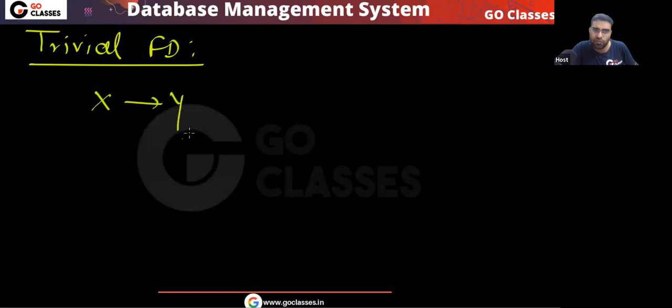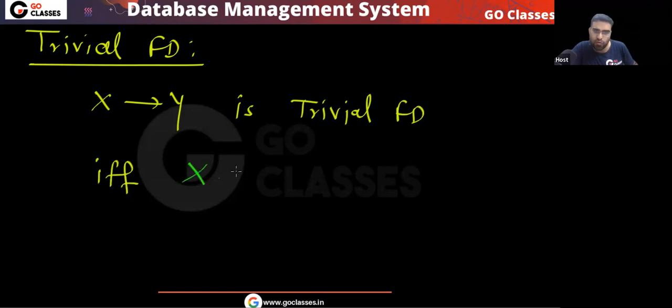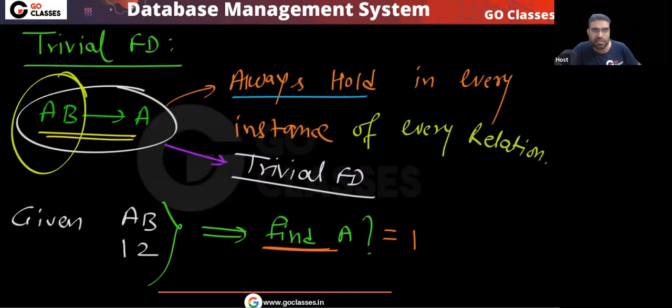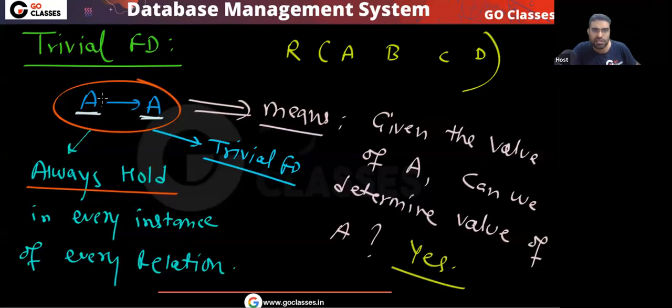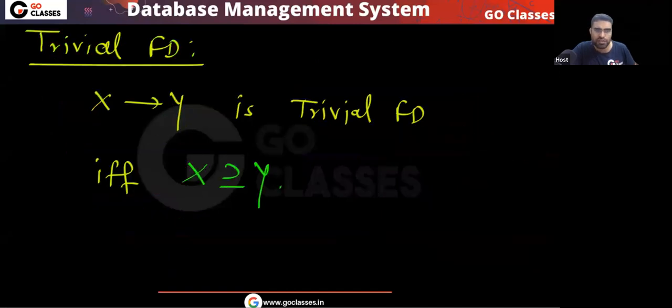X determines Y is a trivial functional dependency if and only if X is a superset of Y. Is this clear? For example, here you can notice this AB is a superset of A. And here, this A is a superset of A. So this is the definition of trivial functional dependency.